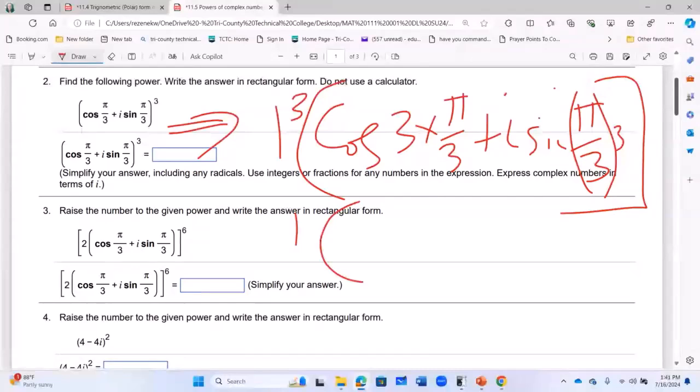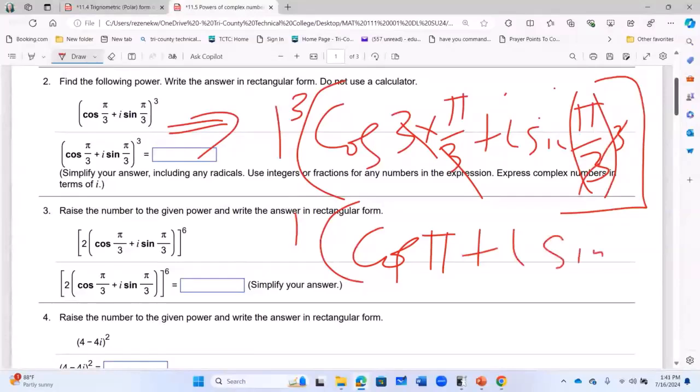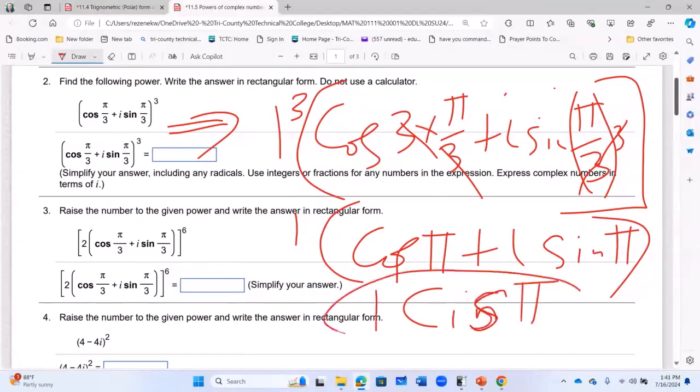I have the 3 cancel the pi over 3, so I get pi there. So that's 180 degrees. Plus, this cancels, so I have i sine pi. So I get my answer after the expansion. And so I can rewrite this as cis pi, cis pi in radians. If I write 1 here, I can write 1 cis pi. Okay, number 3, quickly, let's do number 3.